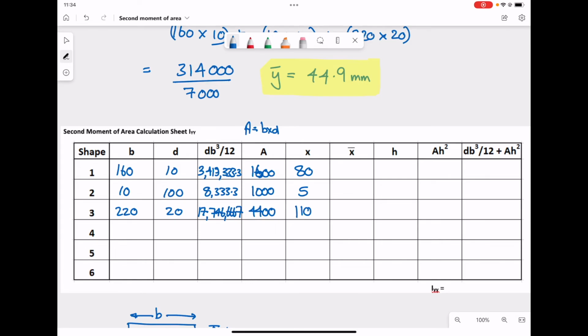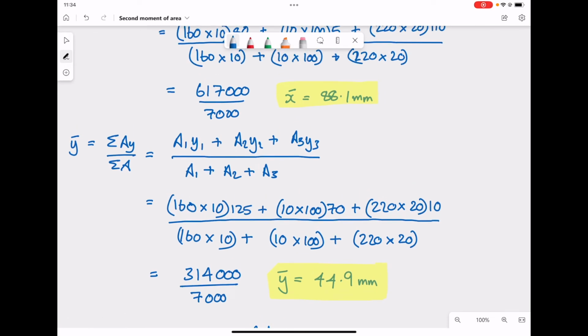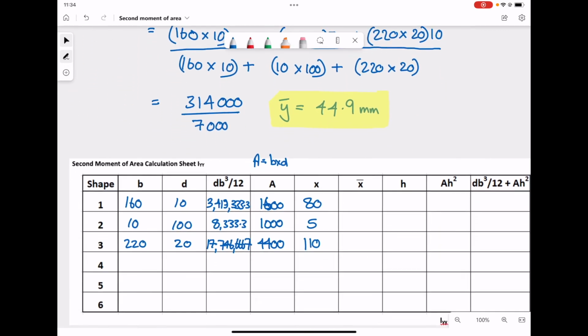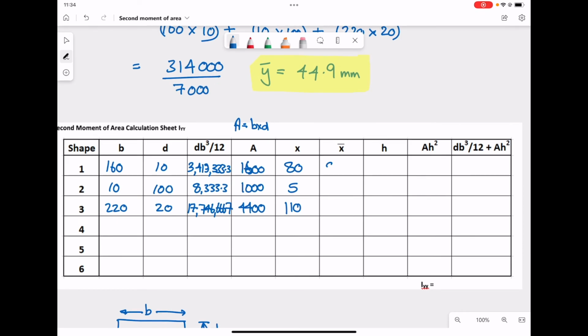X bar, if we go back up, we'll see that we calculated a value of 88.1 for X bar. Fill that into this column. And then we're going to calculate H, which is the offset between X and X bar. So it's X minus X bar for H. Work out the differences. Minus 8.1, minus 83.1, 21.9.